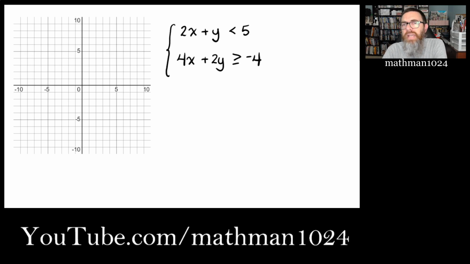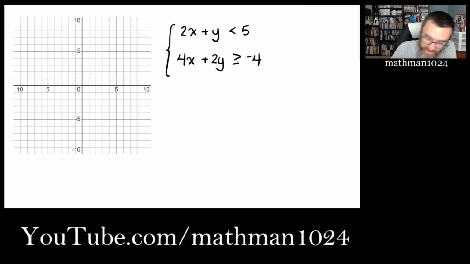All right, now let's take a look at this system. We've got 2x plus y is less than 5, and 4x plus 2y is greater than or equal to negative 4. Now, we should be able to tell from both of these that they are linear. They're just going to be lines. And so let's see what that looks like for us.